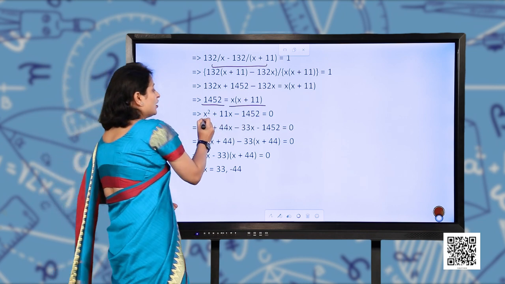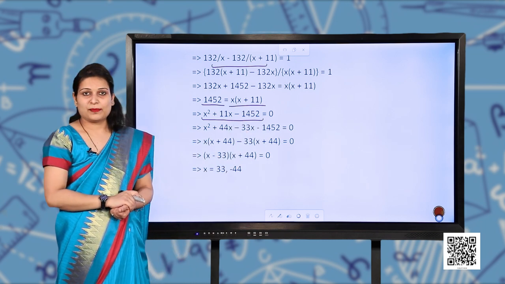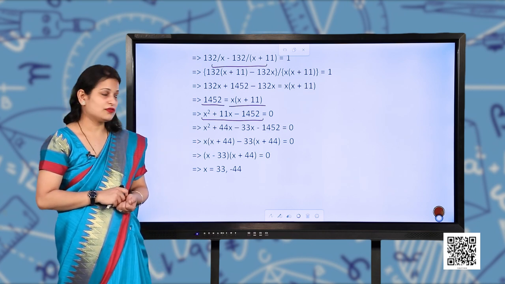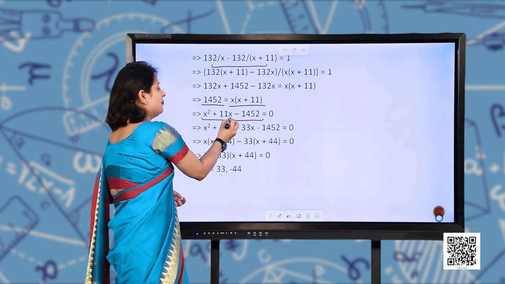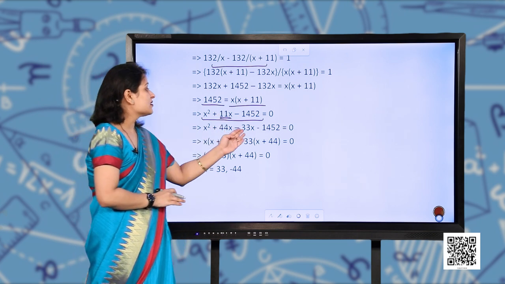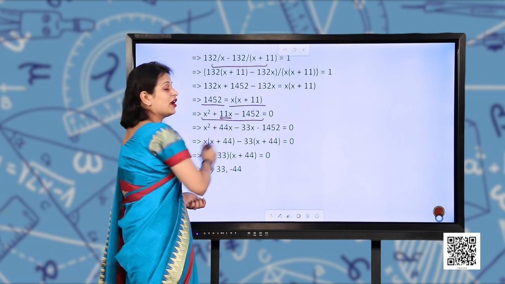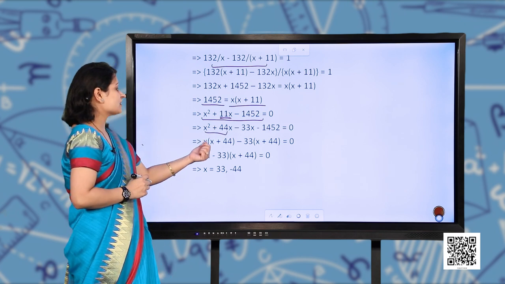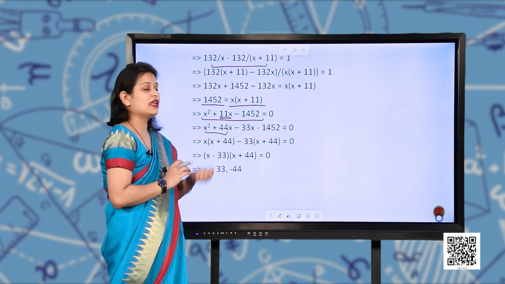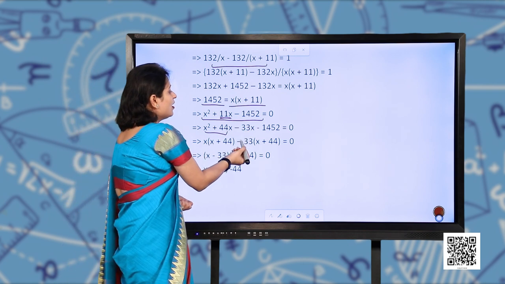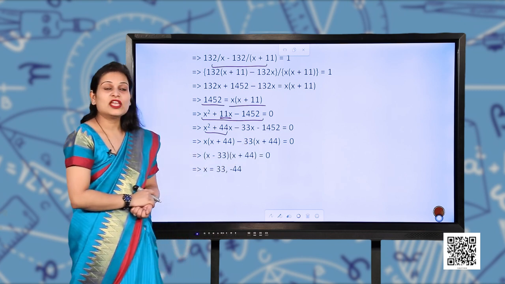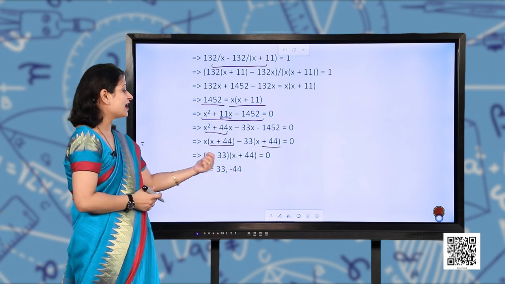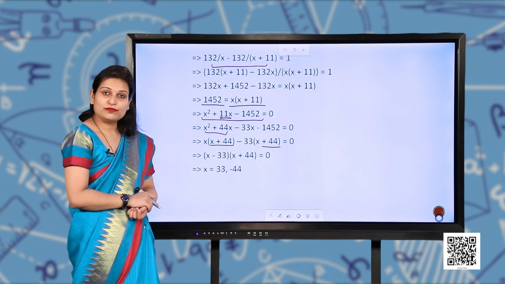Now, this equation can be solved by using the factorization method. So, we will get two numbers, which are 44 and minus 33. So, x square plus 11x can be written as 44x minus 33x minus 1452 equals 0. You can take out x common here. So, we will get x into x plus 44, and from here you can take out 33 as common. So you will get minus 33 into x plus 44 equals 0. Now in both we have x plus 44. So we can write this as x minus 33 into x plus 44 equals 0.